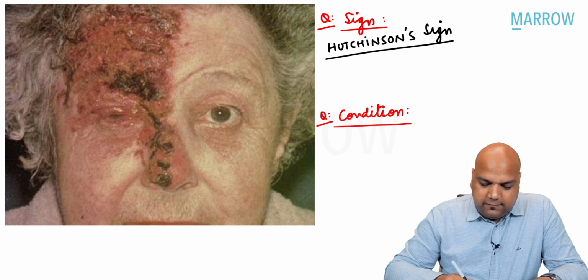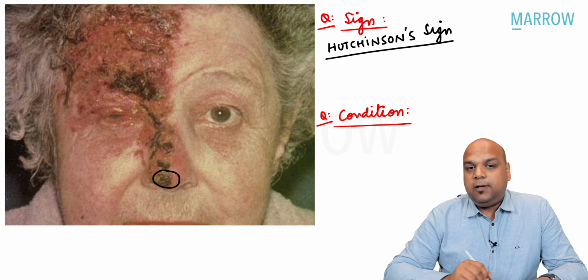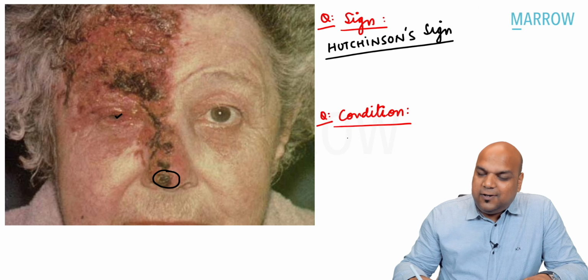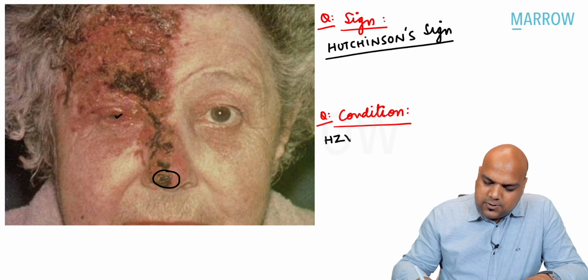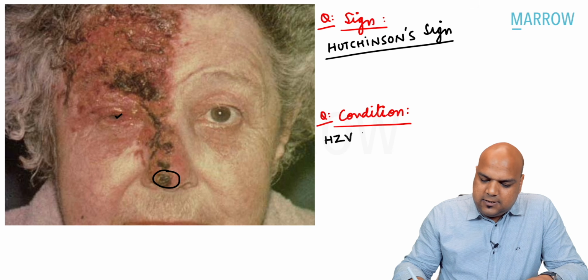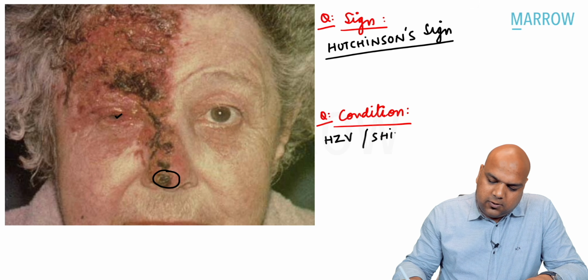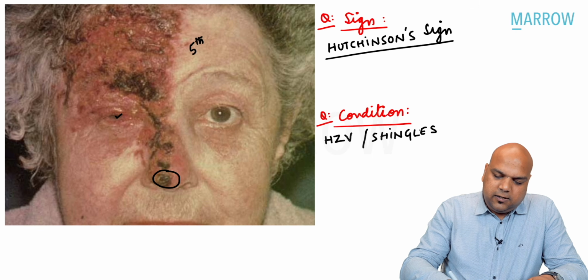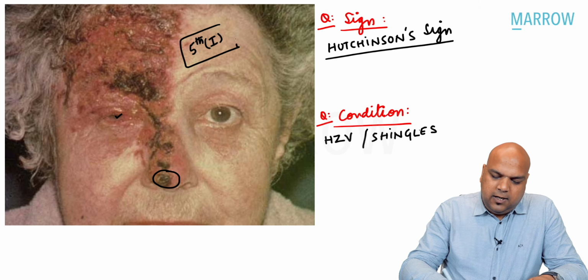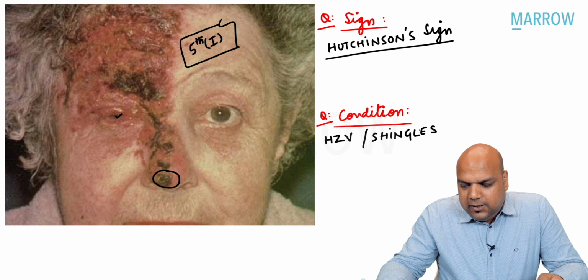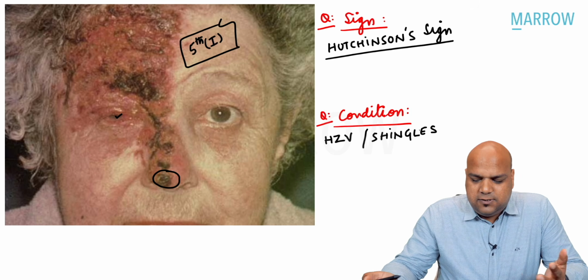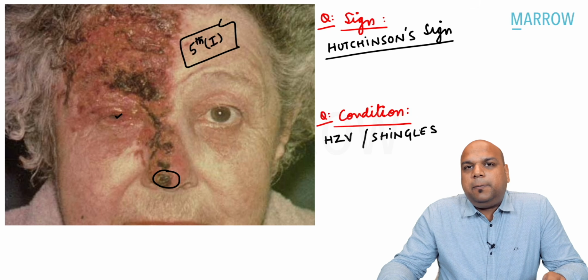Hutchinson sign tells us that if the tip of the nose is involved, then the ocular involvement chances are much higher. Yes. What are we talking about? We are talking about herpes zoster virus keratitis or infection, popularly called shingles. Herpes zoster virus is notorious because it involves the fifth cranial nerve, division 1, that is the ophthalmic nerve, and very often patients are left debilitated even after the resolution of the scar and everything by post-herpetic neuralgia, for which we probably need to start them on gabapentin for a long time.